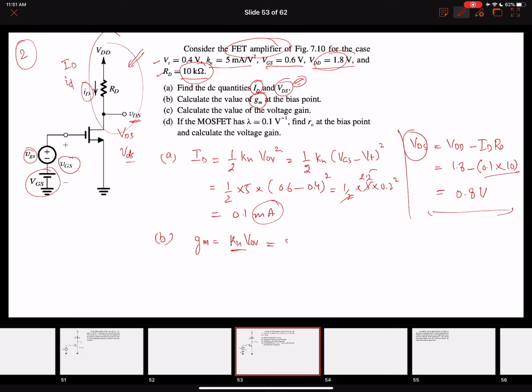When we consider the channel length modulation effect, all you need to do is to consider that the resistance R naught will appear in parallel, which was proportional to the early voltage over the drain current. Since it's an NMOS, it's a positive early voltage. For a PMOS, it would have been negative, so we would have taken a modulus value there. Again, R naught will appear in parallel to the RD, so your new gain equation is just going to have this parallel resistance there. So this is what we did in the last part, and solved this problem.